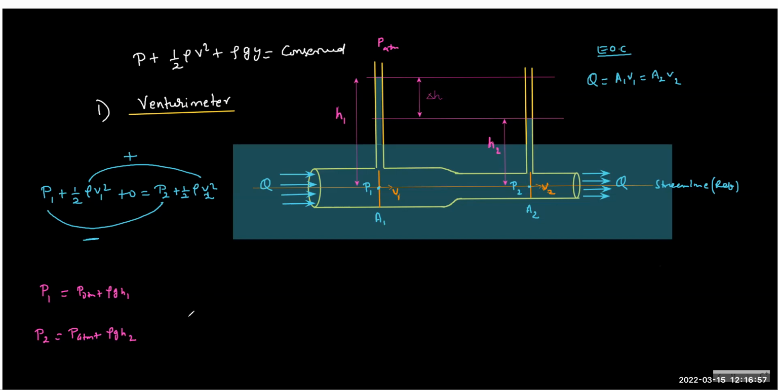So knowing P1 and P2, we can see clearly H1 is less than H2. So P1 minus P2 is how much? You can see it's rho g times H1 minus H2, and therefore this is rho g delta H. Correct?